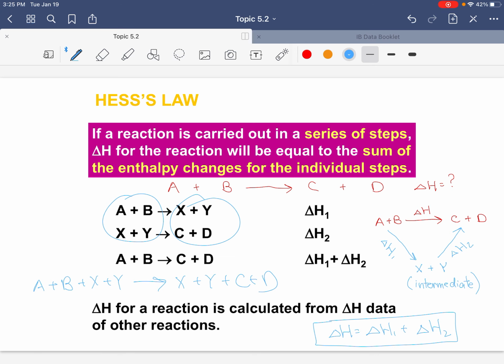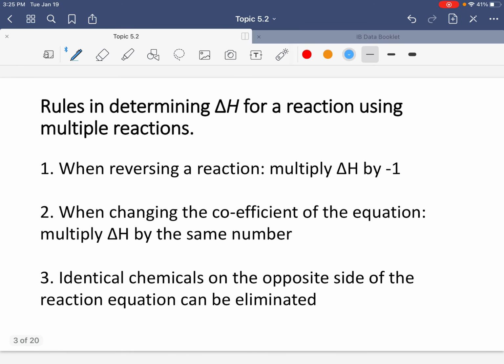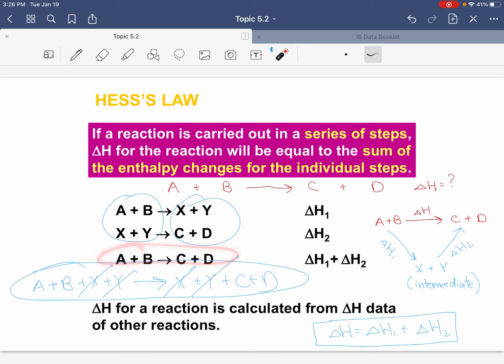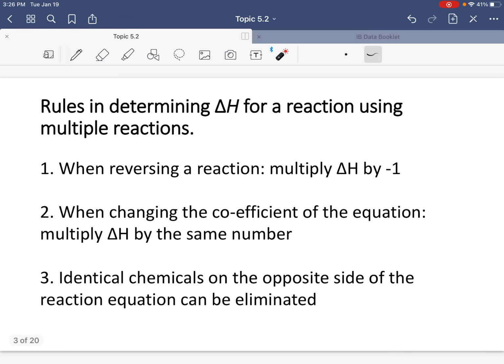What do they mean by identical chemicals on the opposite side of the reaction equation can be eliminated? What it really means is that if you look at this equation right here, because, of course, these are identical, they can be crossed out. Y can be crossed out. So overall, it is exactly what you wanted. Okay? Remember net ionic equation? Yeah, similar thing that I'm trying to say. But those are the rules.